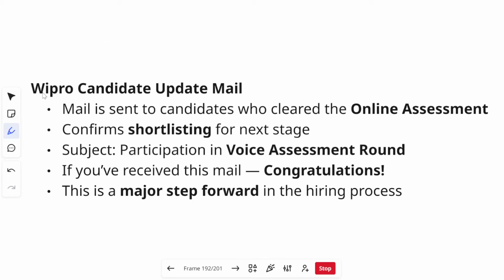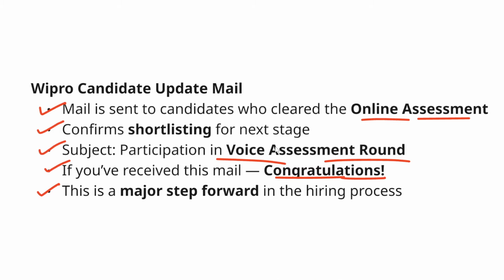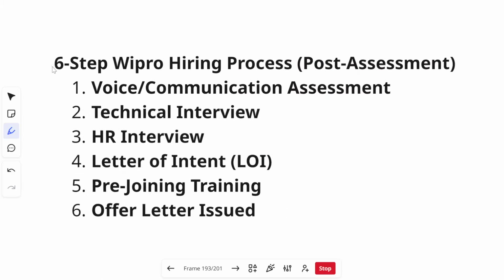Now let's talk about the candidate update email. The mail is sent to those candidates who cleared the online assessment. Recently the online assessments have been ongoing for elite, and those who have cleared it have got the email. It confirms shortlisting for the next stage, and the subject will be participation in voice assessment round. If you have received this email, then it is a good thing for you. Congratulations, because you have already cleared one step and moved on to the next step. This is a major step forward in the hiring process, because as I told you, this is a 6-step hiring process. I will explain all 6 steps, and the first step was your online assessment.